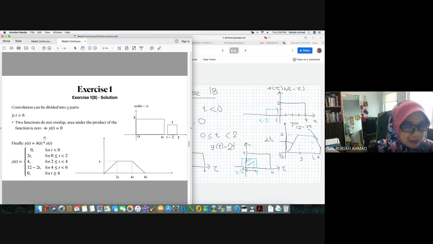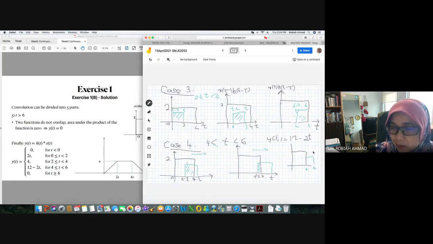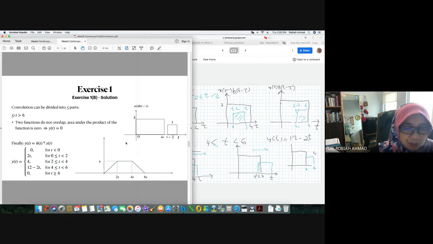So these are the answers. So t less than 0, t between 0 to 2, t between 2 to 4, t between 4 to 6, and finally t above 6. Because if you look here, after that there will be none, because this one is t and this one is t minus 2. After t passes 6 there is no more overlapping, so it will be 0. So this is how our y(t) looks like.